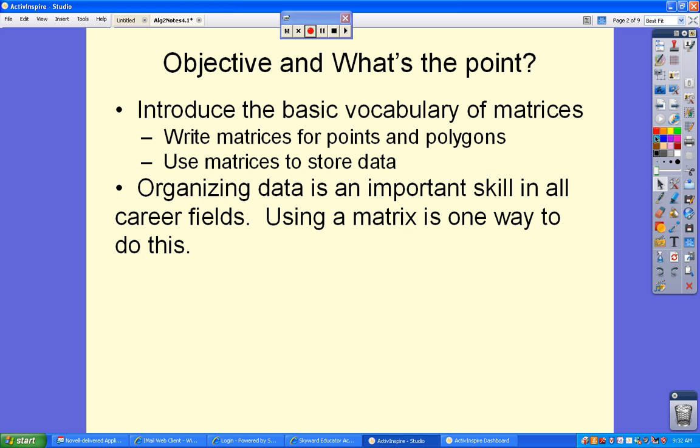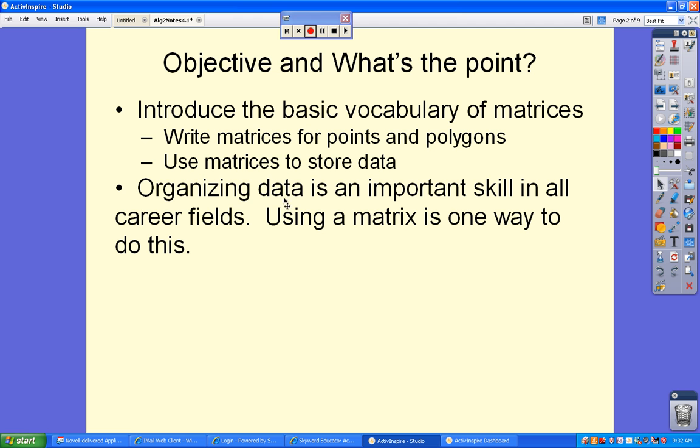Objective and what's the point? We're going to learn a lot of vocabulary today about matrices. There's a whole branch of mathematics that studies matrices. It's called linear algebra. If you are going to be a math major or engineer or any of those math type careers, you'll probably have to take the class. It was one of my favorite classes that I took in college.